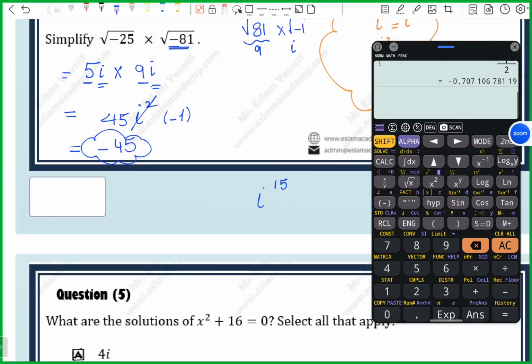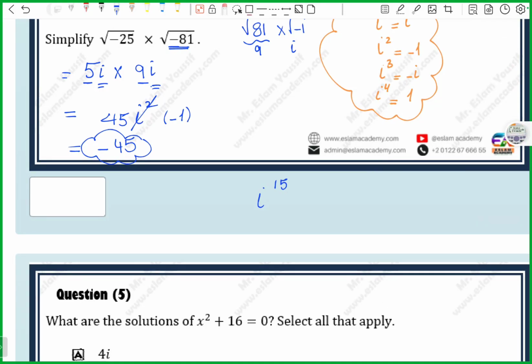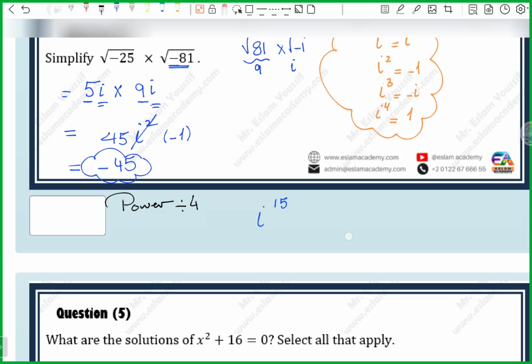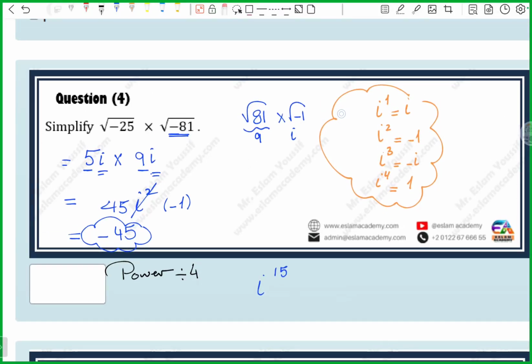The easiest way to find the answer is to divide 15 divided by 4 and look at the decimal. Again, one more time, whatever the power that we have, just divide the power by 4. So we have cases. If I ignore the whole number and just look at the decimal, it is 0.25, or 0.5, or 0.75, or there is no decimal point.